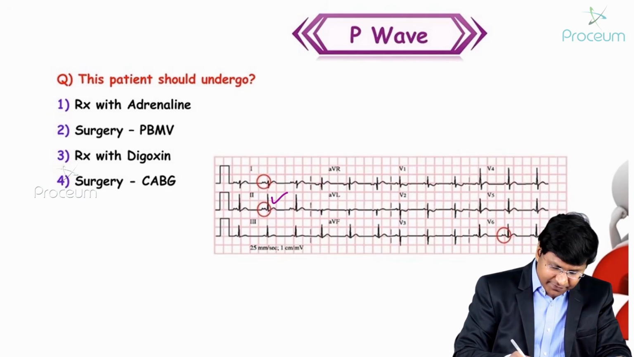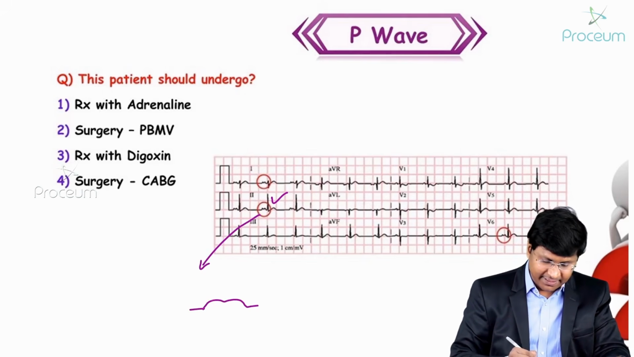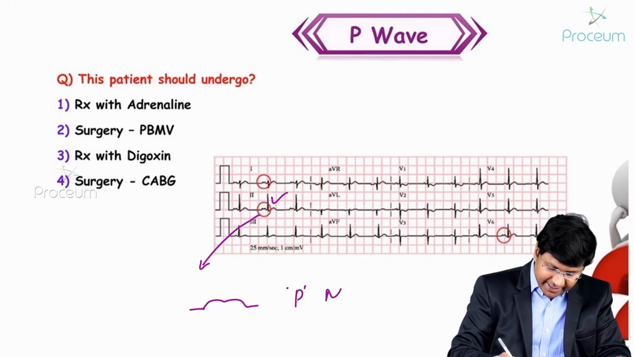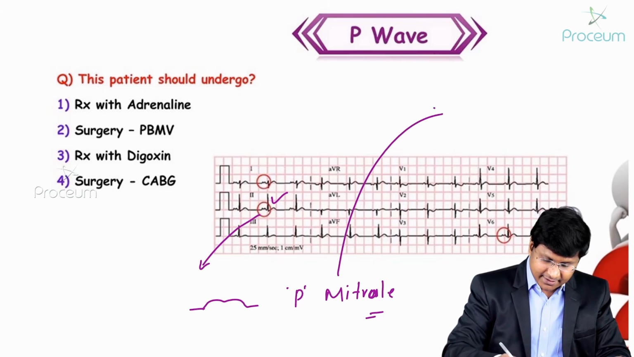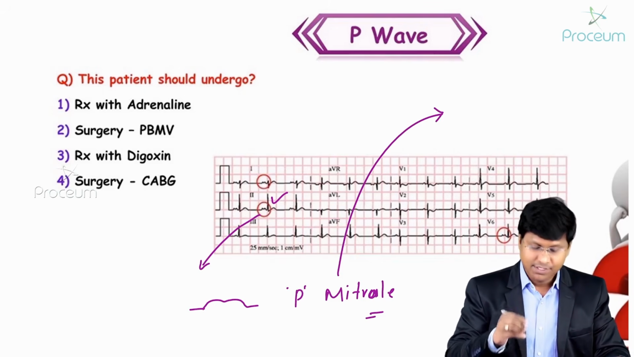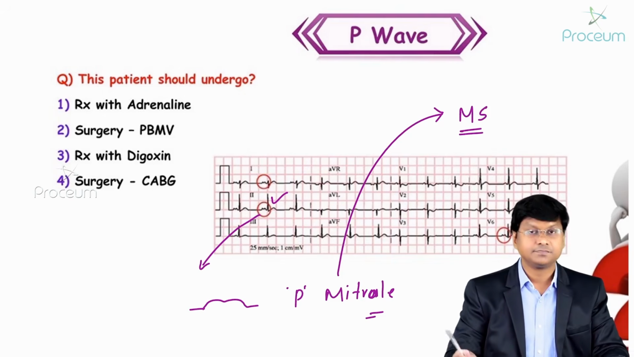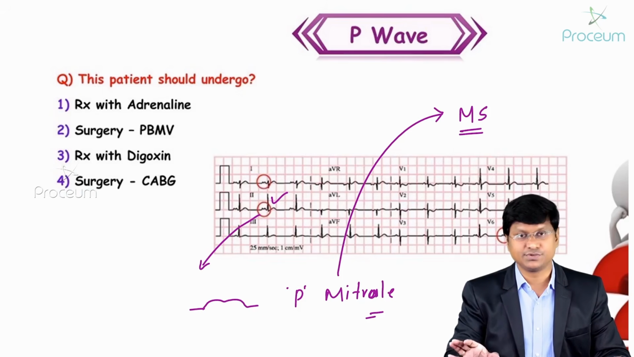Now, what is the shape of this particular abnormality? It is M-shaped. And what is this called? This is called P mitral. Now, where do you have this P mitral? You will have this in patients with mitral stenosis.